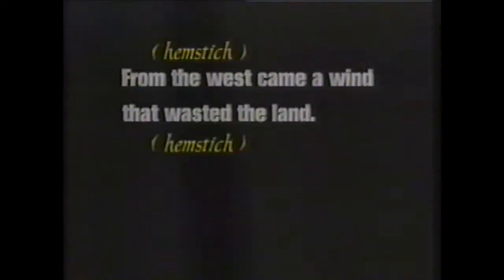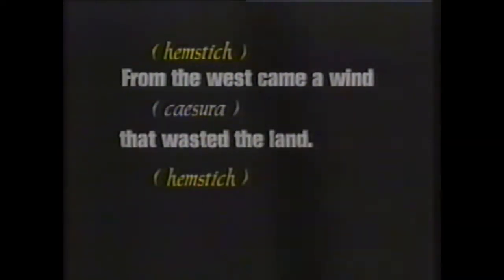Thus, from the west came a wind that wasted the land. The poetic line breaks by its rhythm into 2 halves, called hemistichs, and the manuscripts sometimes show them as 2 separate lines. The modern transcription consists of putting space between the 2 hemistichs to emphasize the pause, or caesura, between them.